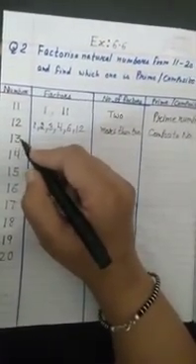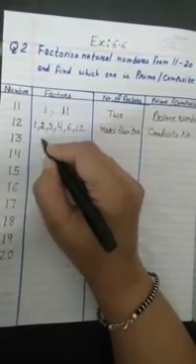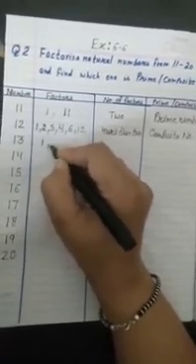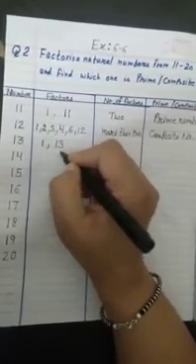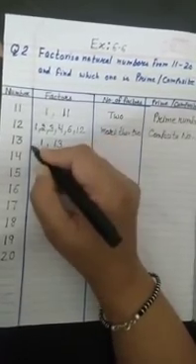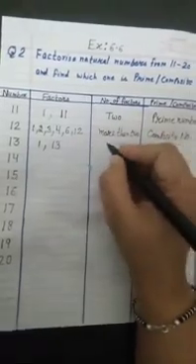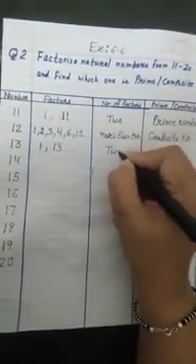Here the next number we have is 13. On which table can 13 come? It will come on 1 and 13 only. No other number is there on which table 13 can come. So here we have only 2 factors. So it will be a prime number.